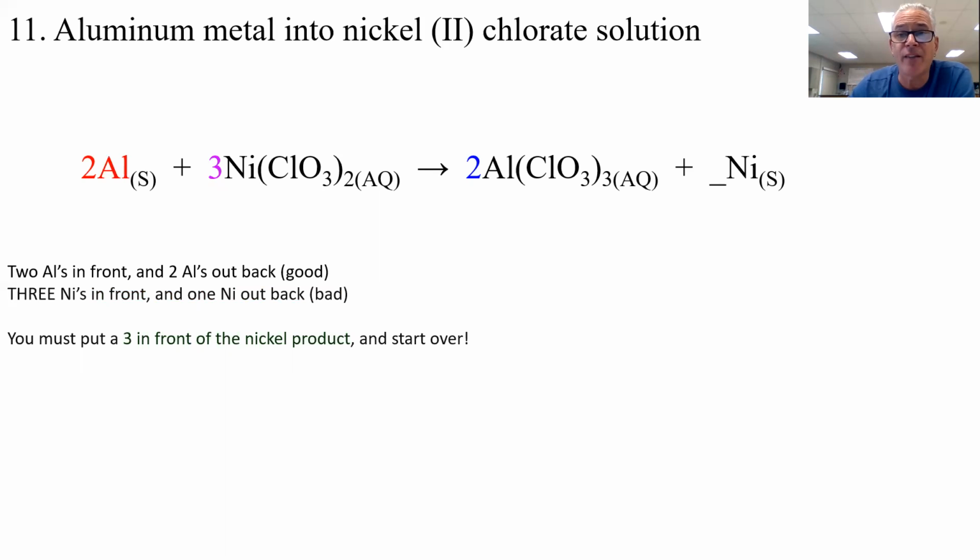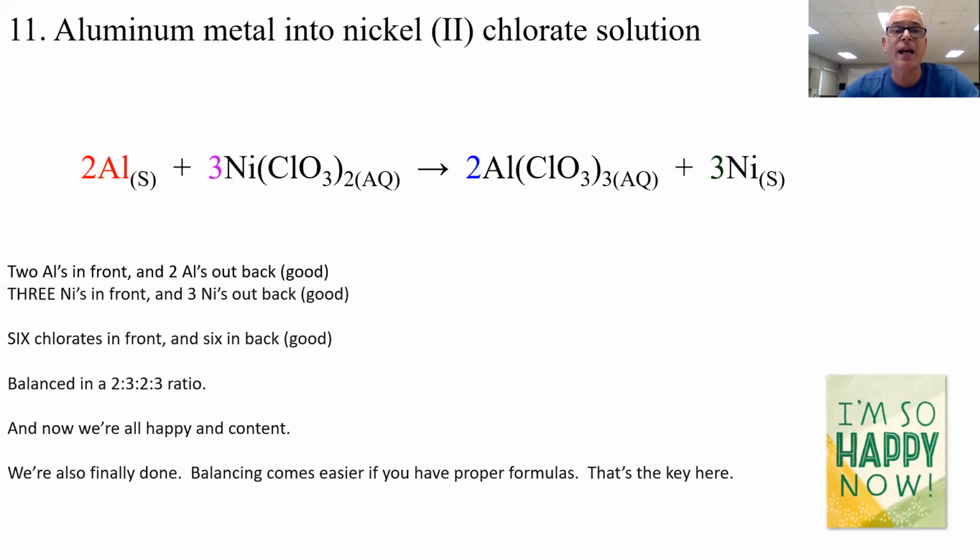How do I get 3 nickels in the back? I got to put a 3 in front of the nickel in the back, and now we got to do it again. 2 aluminums in the front, 2 aluminums in the back. Good. 3 nickels in the front, 3 nickels in the back. Also good. I have 3 double chlorates or 6 chlorates in the front, and in the product side, I have 2 triple chlorates, or I have 6 chlorates in the back. Now it's balanced. I'm happy, you're happy, and that's it. Finally, we're done, honestly. Balancing is easier if you write the formulas correctly.